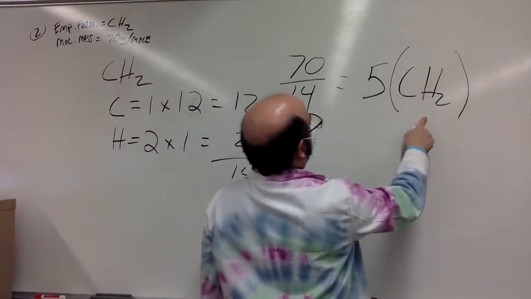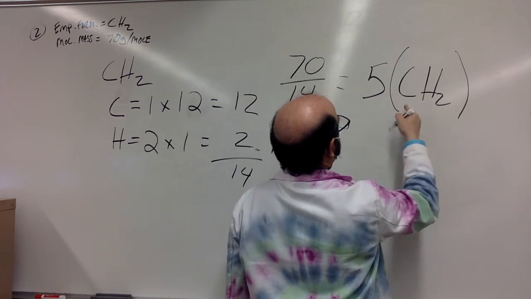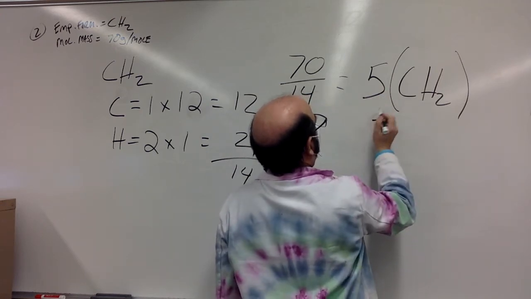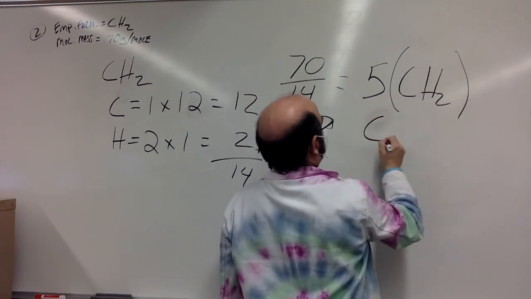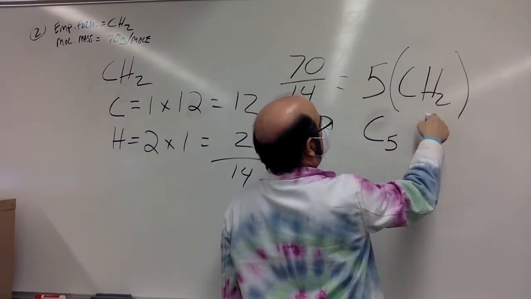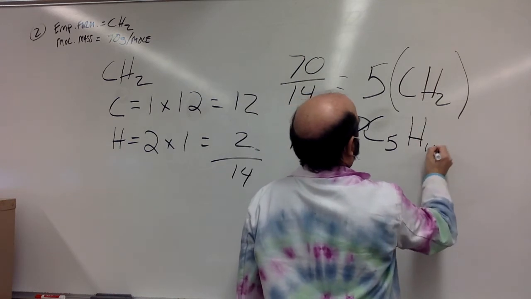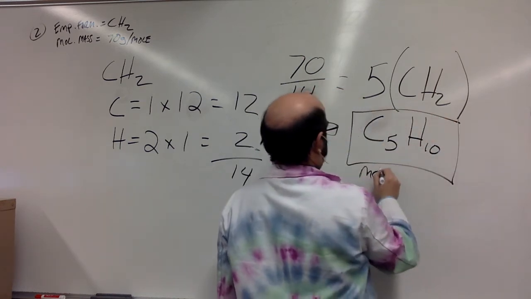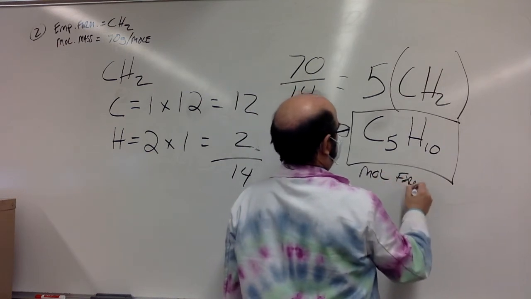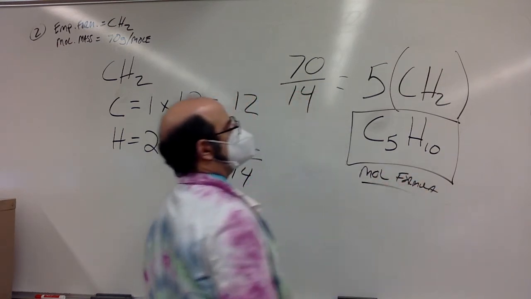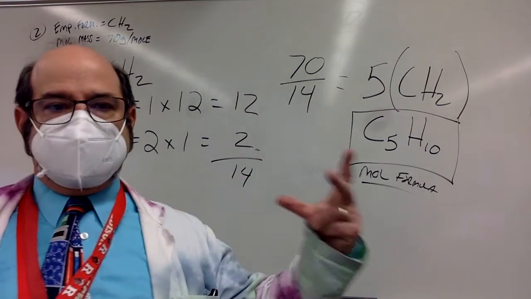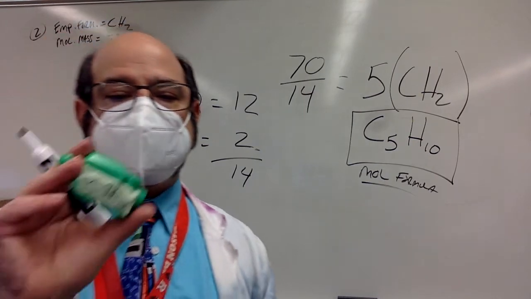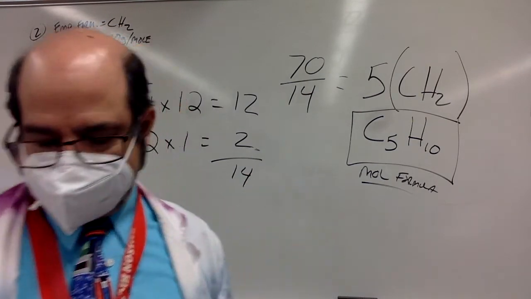So 5 CH2. So it's C times 5. C5. 5 times 2 is 10. This is the molecular formula. That is the whole 5 of these pop-ums in a train.